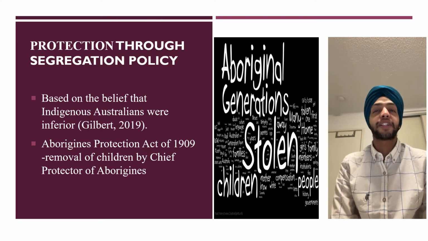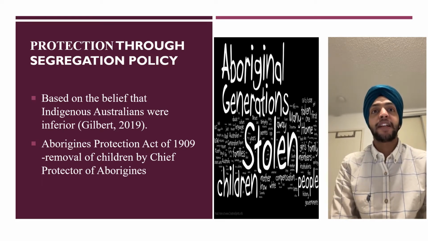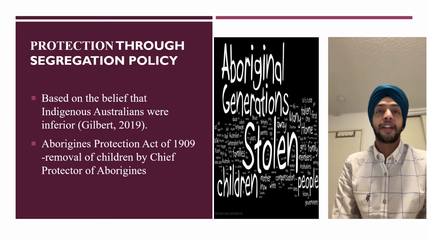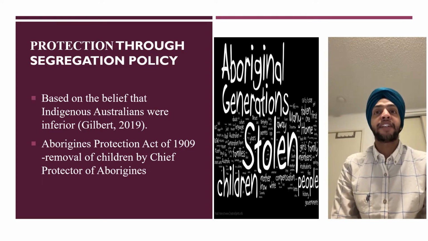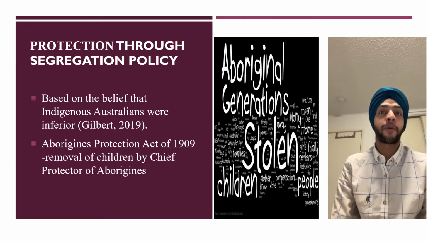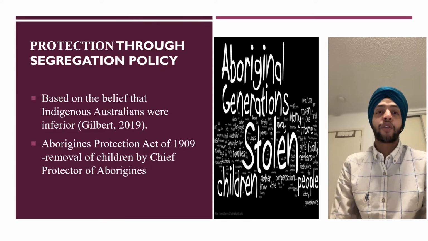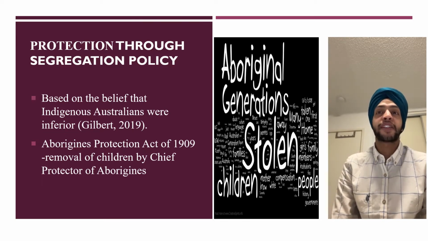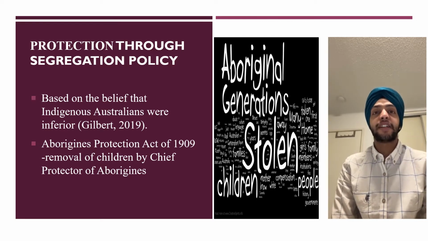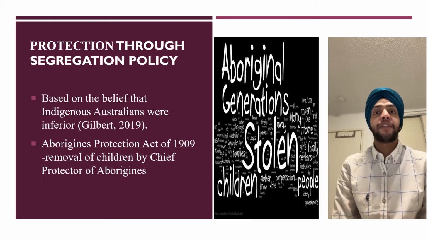The protection through segregation policy included the Aborigines Protection Act of 1909, which oversaw the forceful removal of children from their families, what became famously recognized as the Stolen Generation. The Aborigines Protection Act 1909 justified the removal of children as an opportunity to offer the children education and solace, and to protect them from the oppression and abuses the children were facing from their families. The role of removing first people children was assigned to the Chief Protector of Aborigines. The Chief Protector of Aborigines would then assign such children to missions and reserves containing multiple individuals of different cultures, which led to the loss of identity.